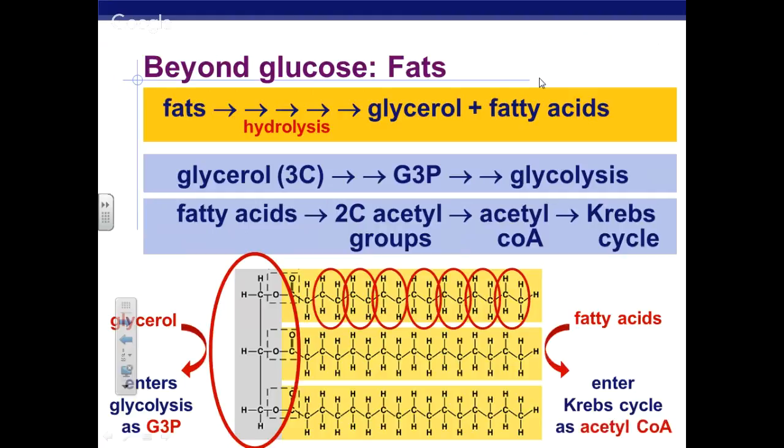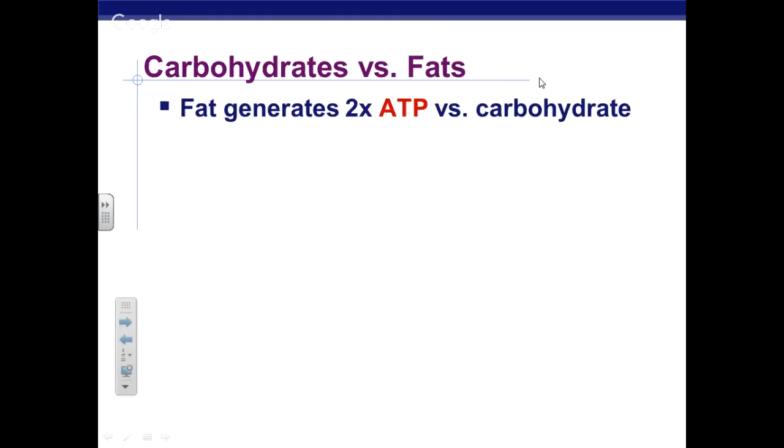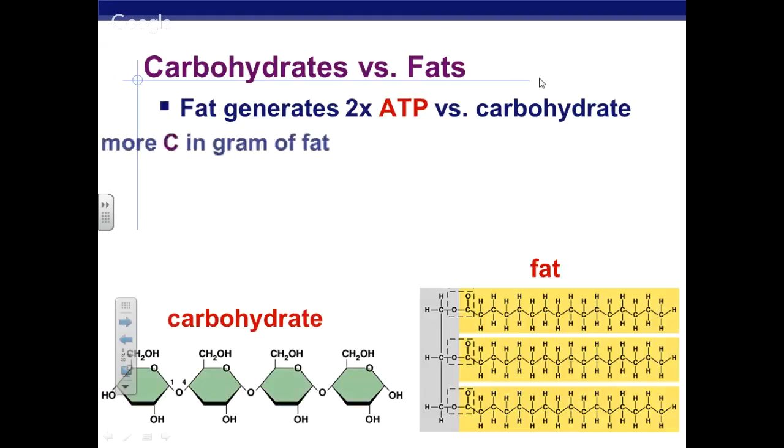So fat will break down, and the glycerol comes off of it. Like I said yesterday, the glycerol will be converted to G3P and enter that fifth step of glycolysis. And the fatty acids, look at all those acetyl-CoAs. Each one of these parts of a fatty acid we turn into acetyl-CoA and will enter the Krebs cycle.